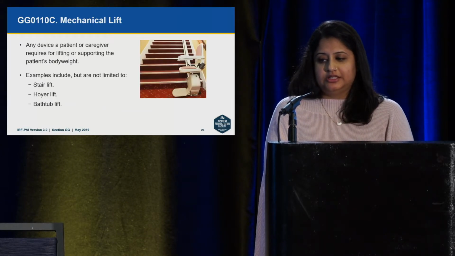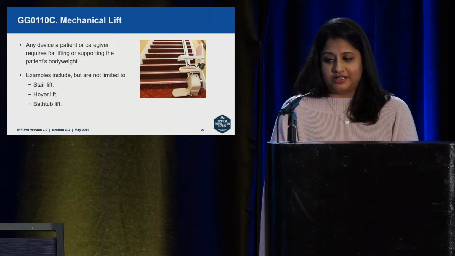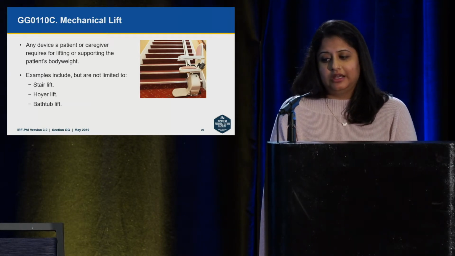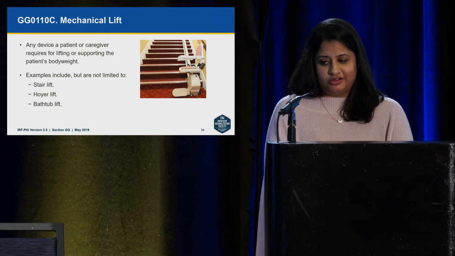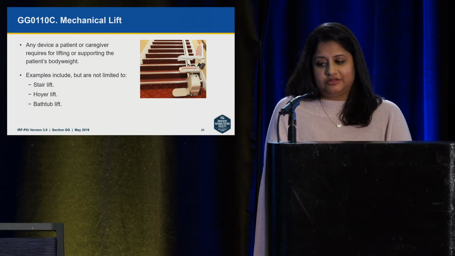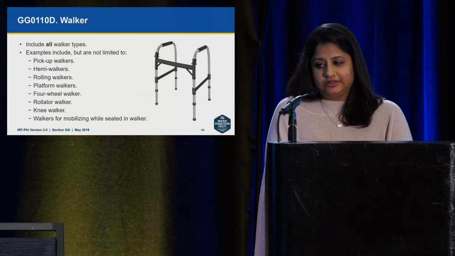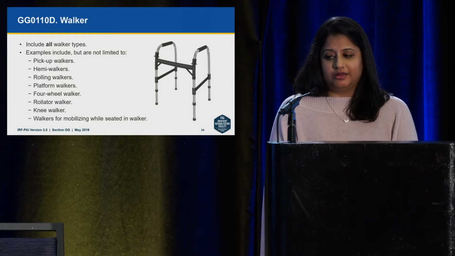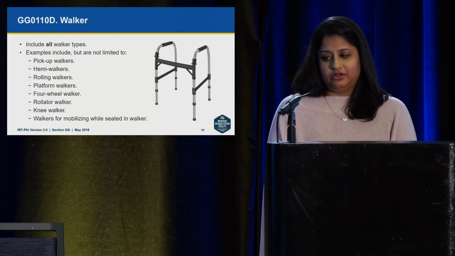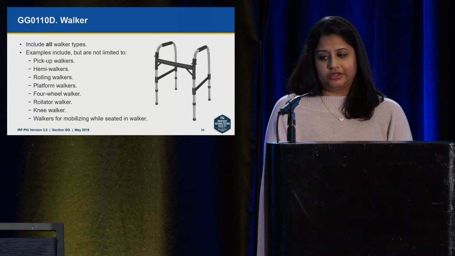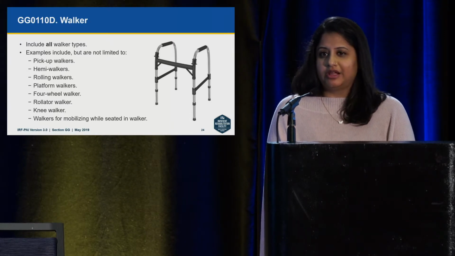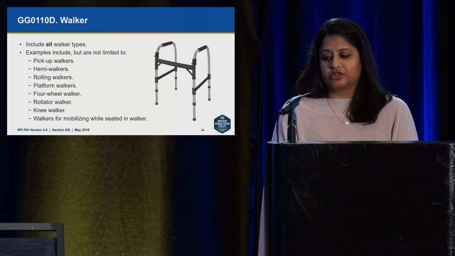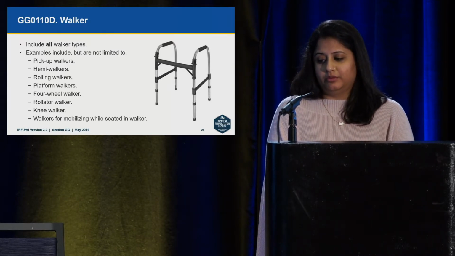So GG0110C, a mechanical lift, is any device a patient or caregiver requires for lifting or supporting the patient's body weight. Examples include, but this is not an all-inclusive list, stair lift, Hoyer lift, and a bathtub lift. GG0110D includes all walker types, and examples, again, include but are not limited to pickup walkers, hemi-walkers, rolling walkers, platform walkers, four-wheel walkers, rollator walkers, knee walkers, or walkers for mobilizing while seated in walker.